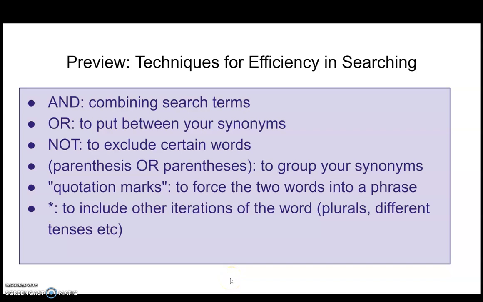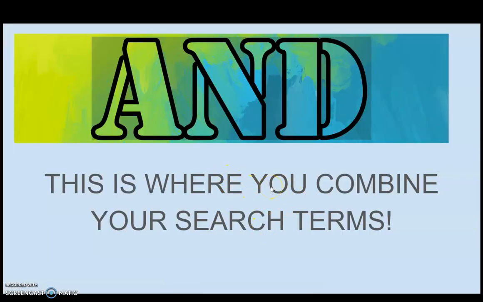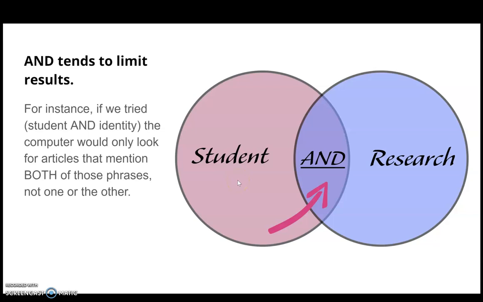So what we're going to be doing is using what they call Boolean search terms in order to take keywords and make them work for us. This is for library databases, but they also can be helpful with general search engines too, potentially. Let's go through each of these Boolean operators one by one on their own. The first one is really simple. It's AND. It's where you combine your search terms. Student and identity. Those are our two main areas of searching.